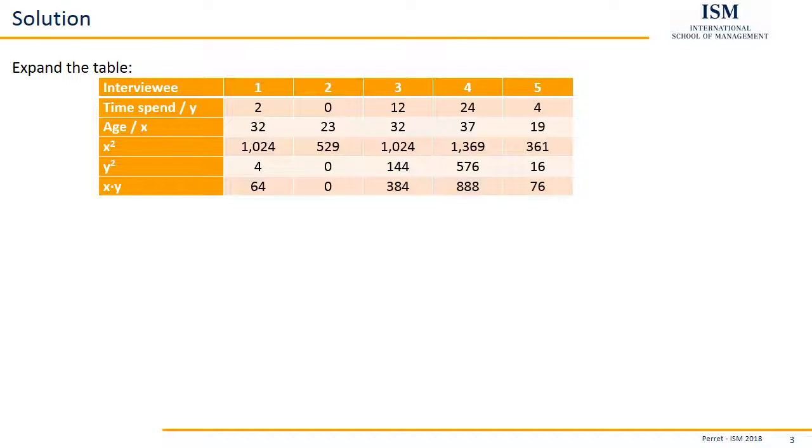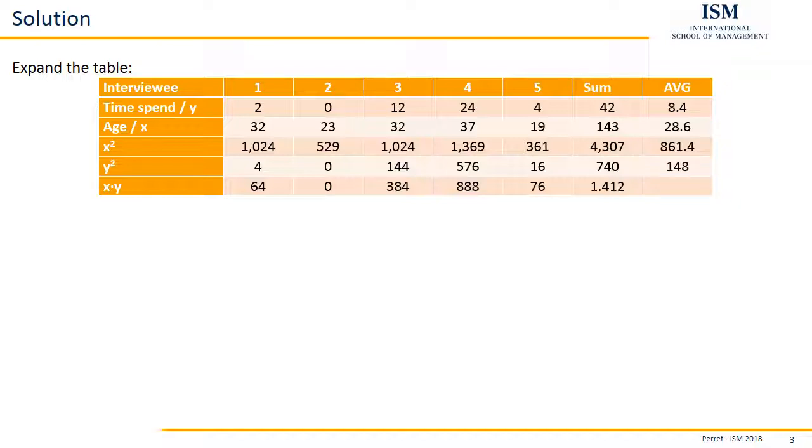We are not mainly interested in those values, but first in the value if we sum all of them up, giving us these values, and then divide them by the number of observations so that we get the average values. So the average time spent watching series is 8.4, the average age is 28.6, the average x squared is 861.4, the average y squared is 148, and the average x times y is 282.4. Those are the values we are going to use in solving the next few parts of this exercise.